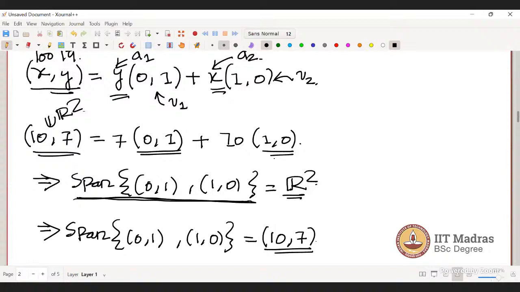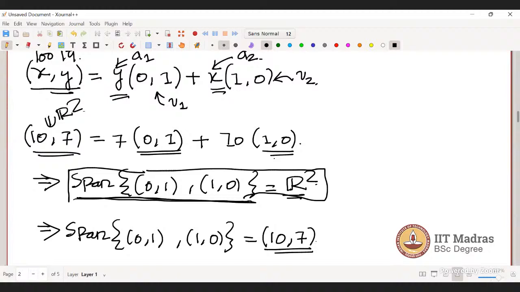So the span of this is basically R2, right? So I can say that (0, 1) and (1, 0) span R2, not (10, 7). Am I clear? Yes, sir. Correct. So you can write (10, 7) as a linear combination of (0, 1) and (1, 0). Similarly, you can write any element of R2 as a linear combination of (0, 1) and (1, 0).